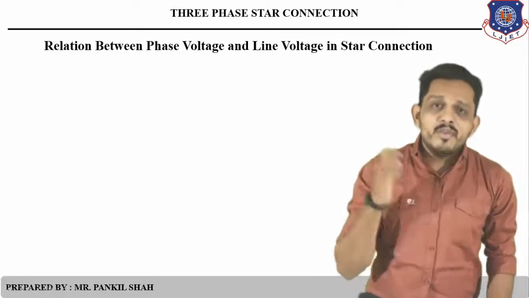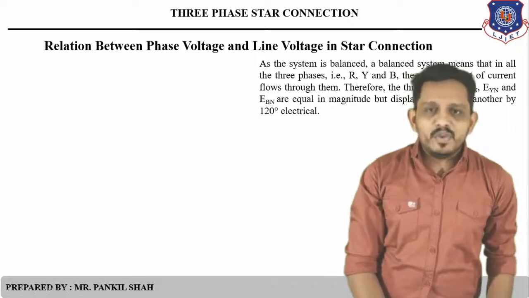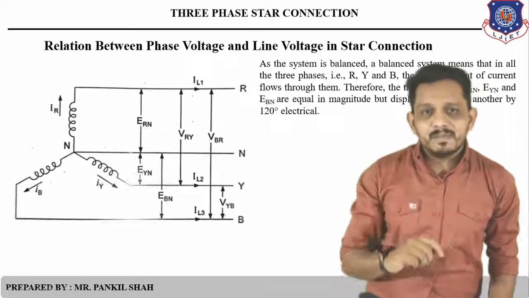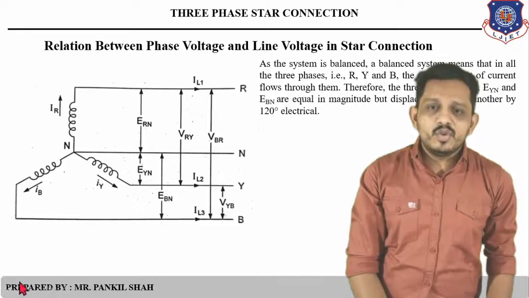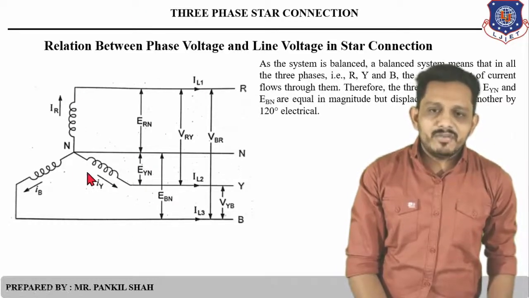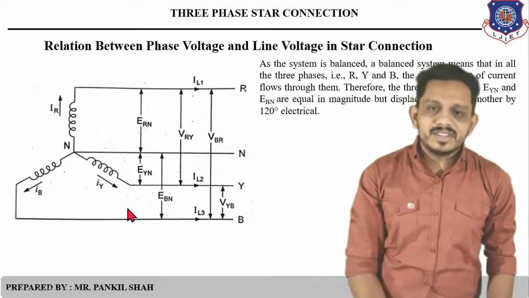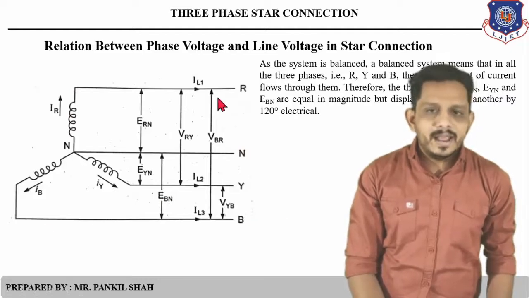Now let's discuss the relationship between voltages. Which voltages? Phase voltage and line voltage in star connection. So if you want to define the relationship between voltage and current, then you have to consider this figure. In this figure, there are three coils, R coil, Y coil and B coil, and there is a neutral terminal taken out here. So this is the R line, this is the Y line, this is the neutral line, and this is the B line. R, Y, B, and this is the neutral line.